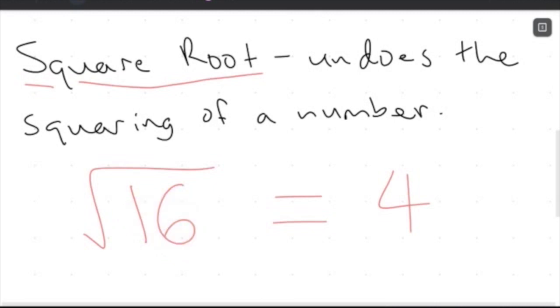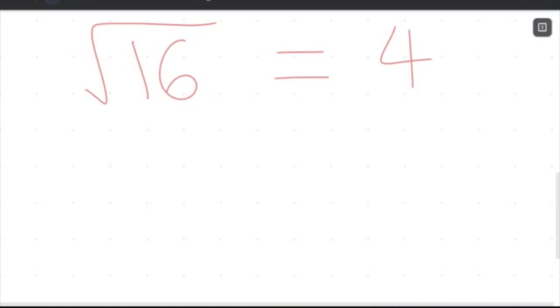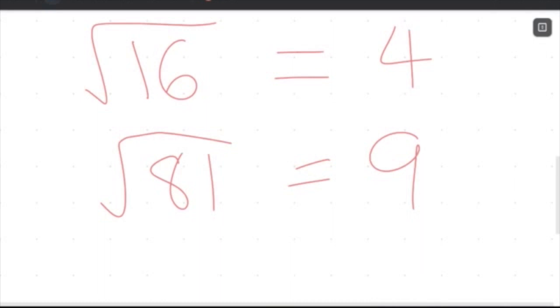So a square root undoes the squaring of a number, and it only works really nicely for what we call perfect squares. Looking at another example, if I took the square root of 81, I'm trying to find the integer, this whole number, that multiplied by itself gives me 81. If you remember your times tables, 9 times 9 gives me 81. So the square root of 81, when I work backwards, gives me 9.